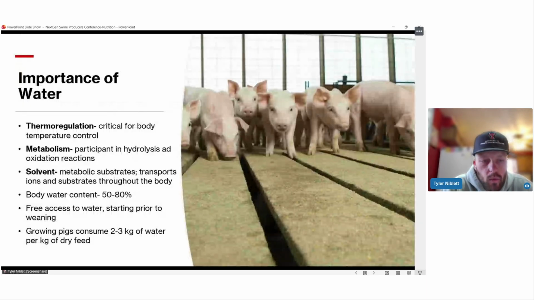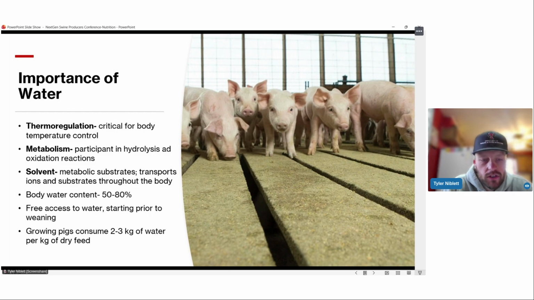And the reason I had water bolded on that previous slide was due to the fact that it is very, very important. In my mind, it is the most important nutrient that pigs require or any species requires. It serves a purpose in thermoregulation, metabolism, as well as acting as a solvent to carry substrates throughout the body, as well as ions. Like we are 70% water, 75% water. A pig's body water content is about 50 to 80%. That can vary based on fat composition of the body and various other factors.